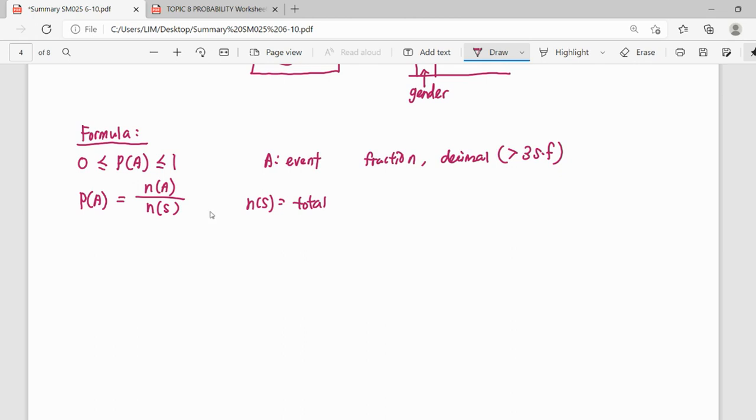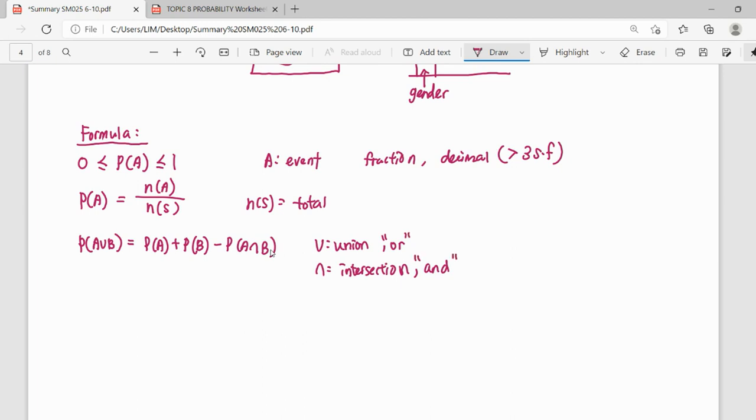Then what we will have is a general formula where we want to find the probability for A union B. Okay, so for A union B we can use the formula P(A) plus P(B) minus P(A intersect B). It means you find the probability of A plus the probability of B, and you minus their intersection. So this U means union, or you can say "or". Okay, N means intersection in our set, or in other words, "and".